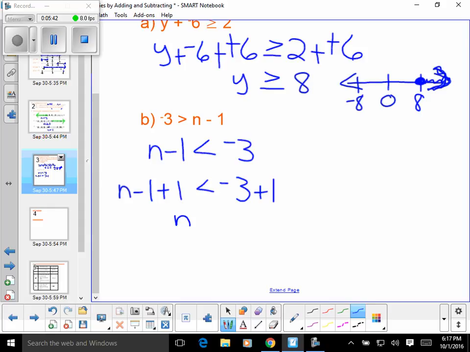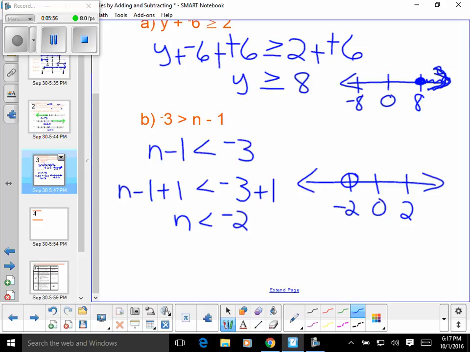Adding 1 to both sides, n is going to be less than -2. And to graph that, this time I'll use an open circle, and I want everything less than. So I'm going to go to my left.